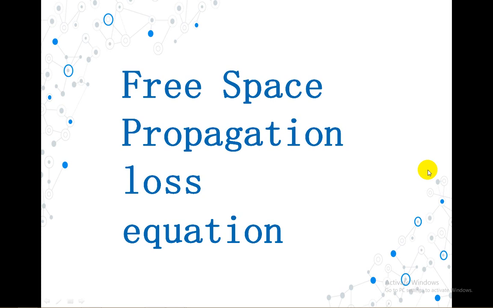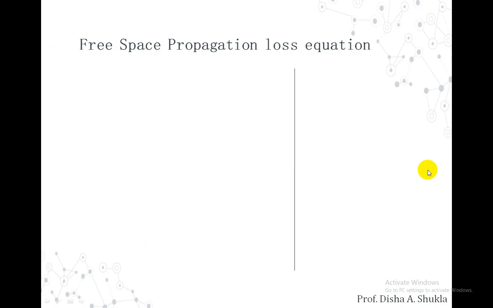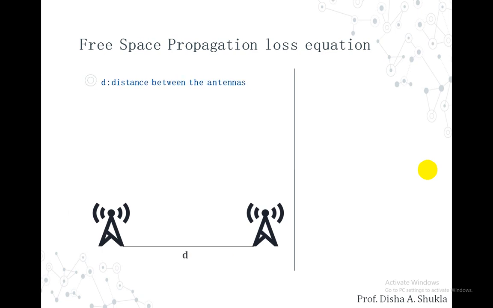Now moving on to the free space propagation loss equation. Here, let's consider a situation. Say for example, I have an antenna over here, it is A, and another antenna, this is my receiver. I have a transmitter and a receiver at some distance. Let's suppose that the distance between these antennas is D.